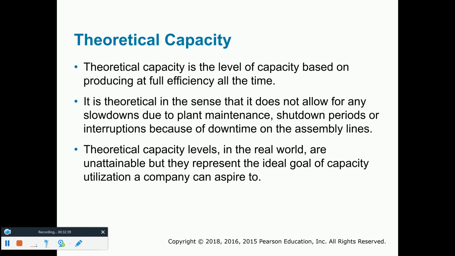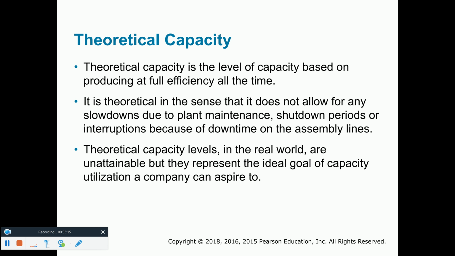Theoretical capacity is basically when we are producing at full efficiency all the time. As an example, if we are running the assembly line without any breaks, without any breakdown, without any maintenance time, without any stoppage, without any wasteful time at all, that is theoretical capacity. That is the top amount we can possibly produce in this particular organization. In the real world, if you think about the way I've been stressing this, it's unattainable in the real world. We all know we're humans.